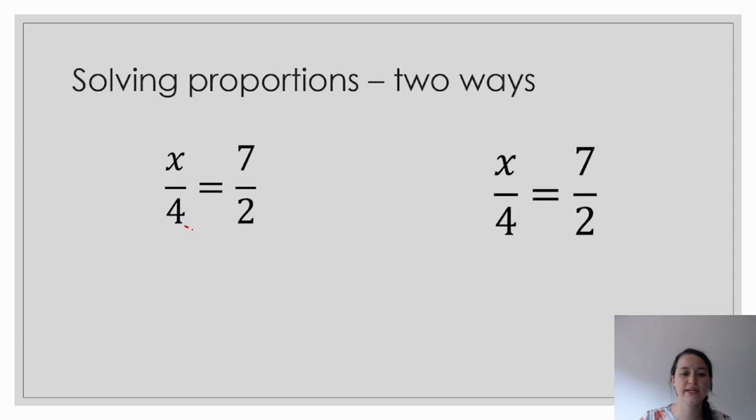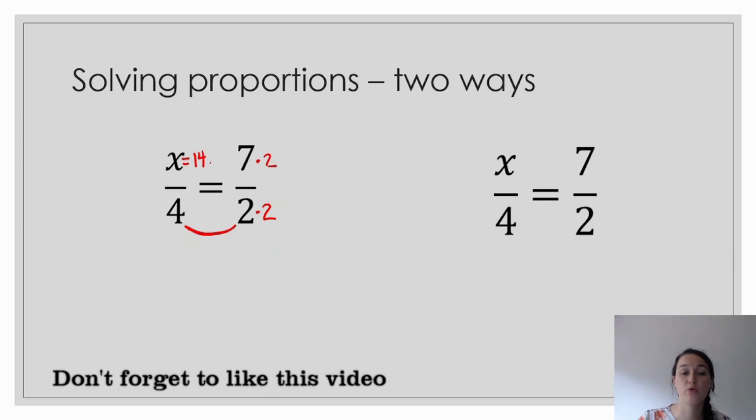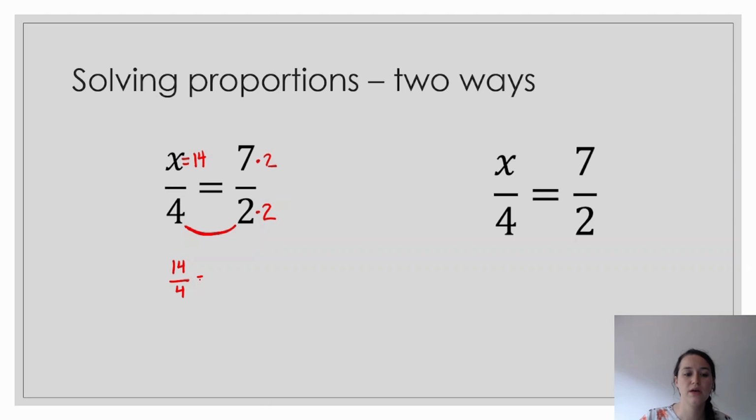If there's a relationship here that's easy to see, like what did you multiply to get 4? 2 times 2 is going to get me that 4. So then I would multiply the 7 by the same thing. 7 times 2. So then x here has to equal 14, because I would get 14 over 4. And if I simplified that fraction, we would get 7 over 2, which is what I want. So I'm just looking for the x value. x equals 14. That's one way to do it.